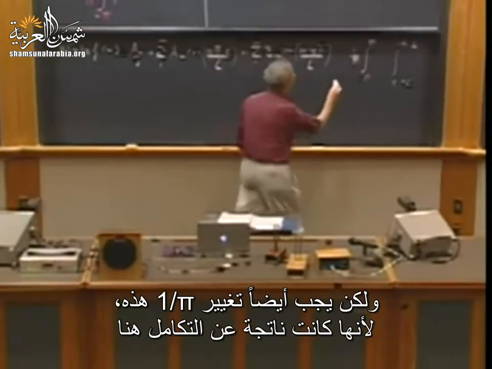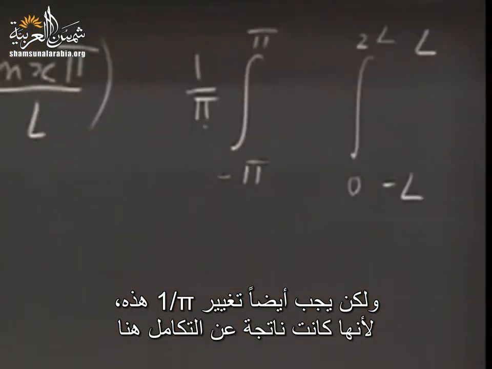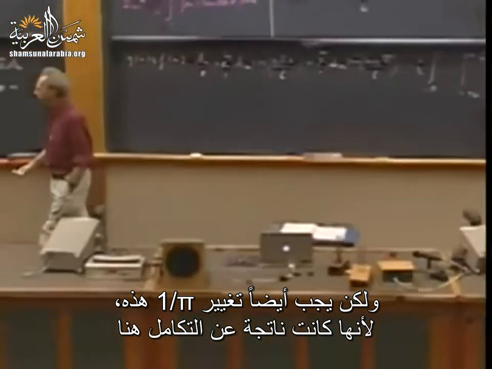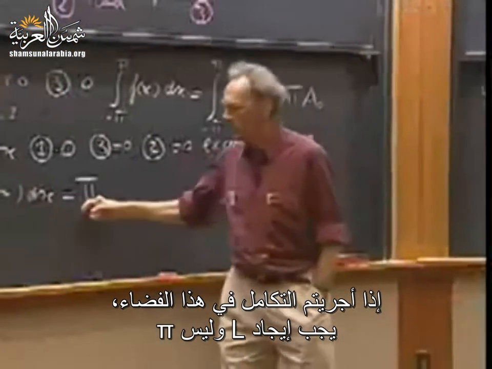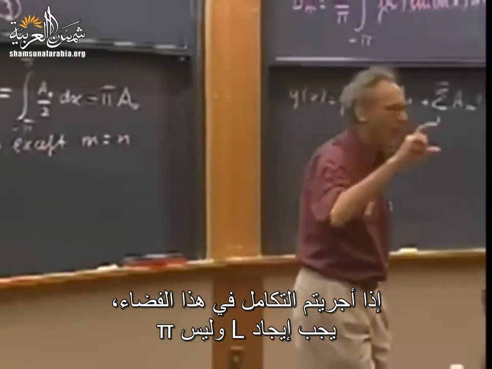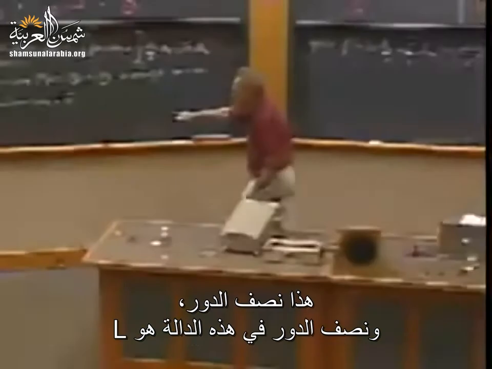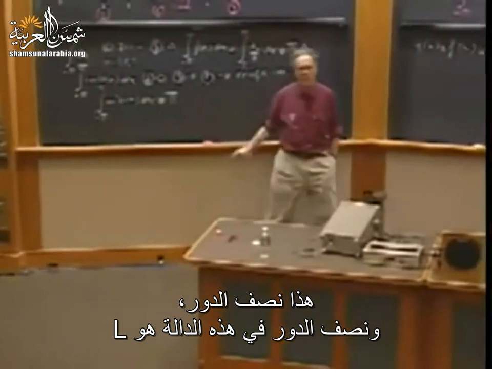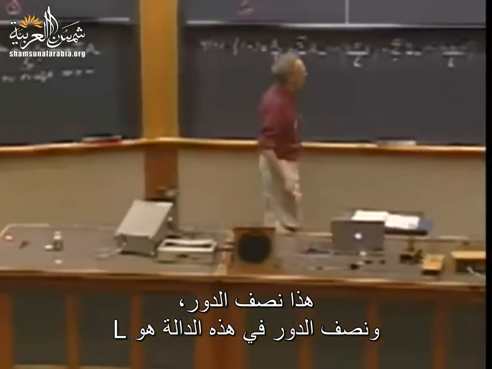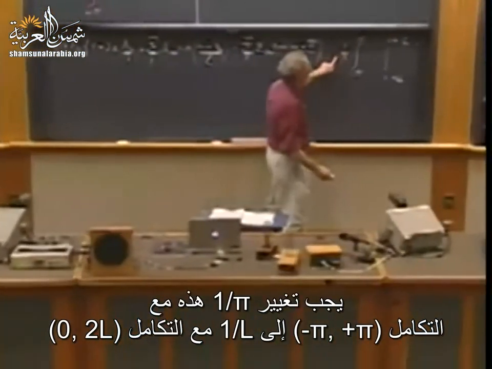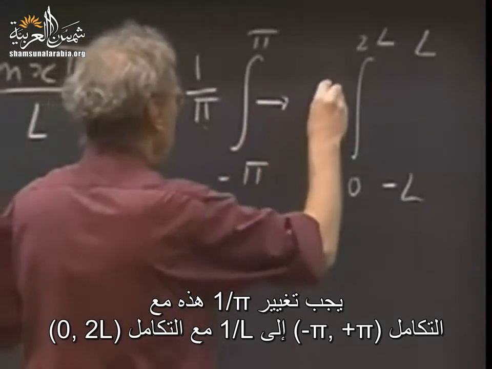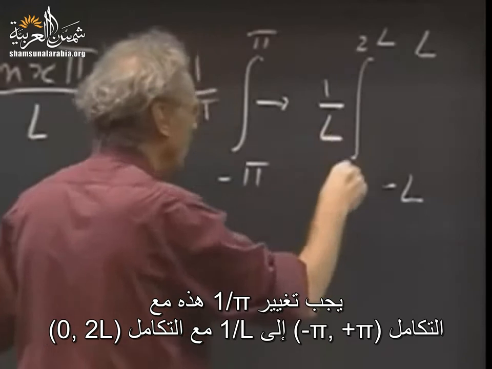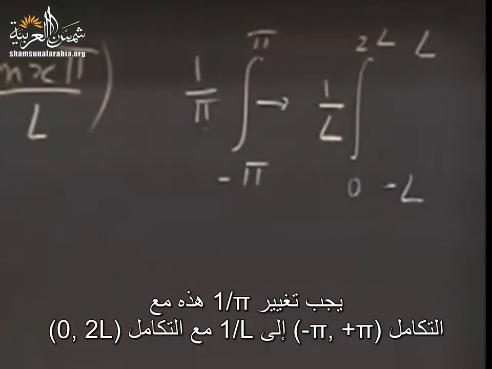But I also have to change this 1 over pi, which we have in front here, because that was the result of this integral. And if you do the integral in radian space, you would have found pi and not L. This is half the period. And half the period of our function is L. So this 1 over pi, from minus pi to plus pi, now must be changed into 1 divided by L, integral 0 to 2L.